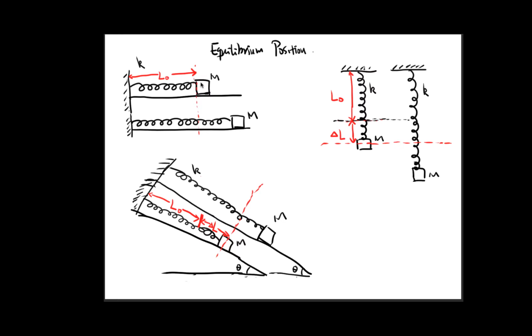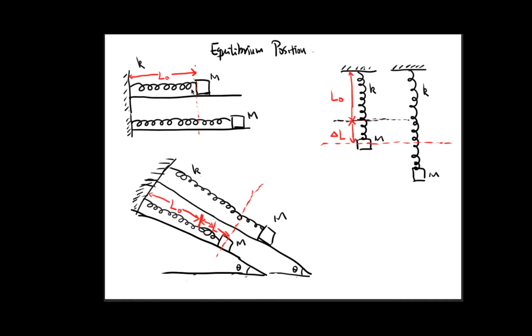Now, if we pull this object to a new position here, then the object will start doing oscillation along this equilibrium position, which is denoted by this red dashed line. And in this case, it is the original length of the spring. Okay, so the object is going to do oscillation symmetrically along this equilibrium position, back and forth.